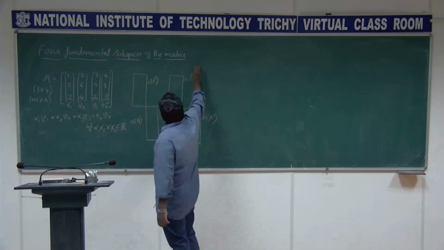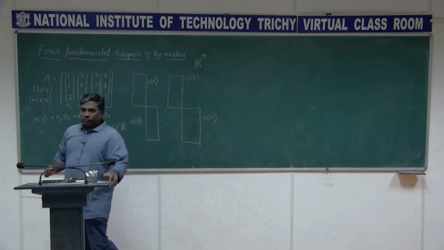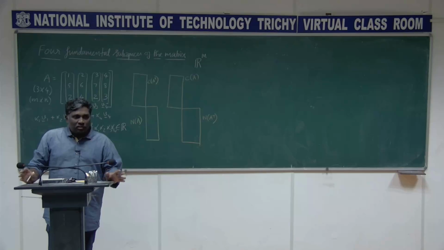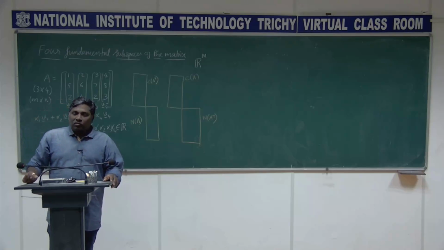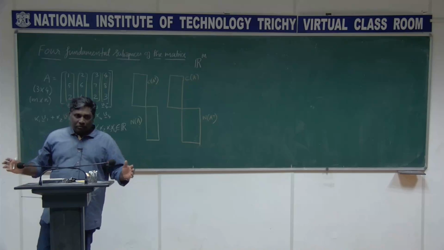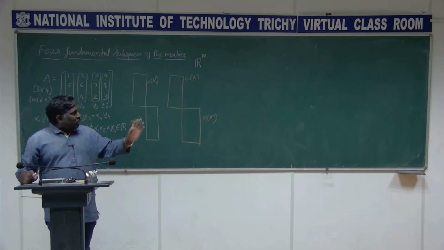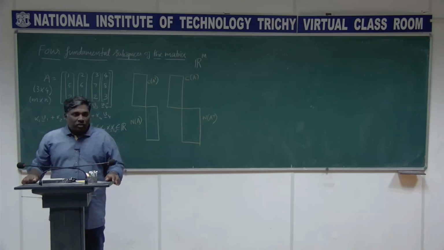Rm is the complete space. Rm is a vector space, the complete space of vectors with m elements, whatever vector you consider. That forms that complete space Rm, which has 0, everything. The condition is that you must have m elements in that vector. That is going to be your Rm.